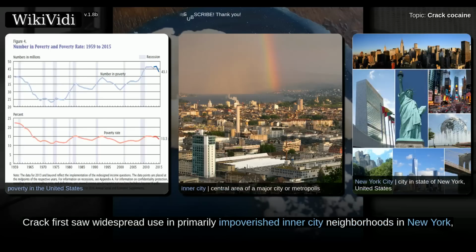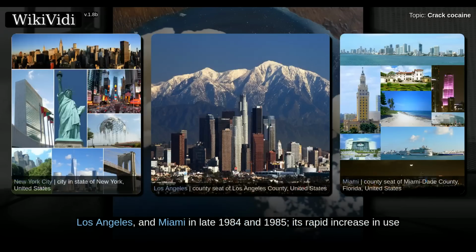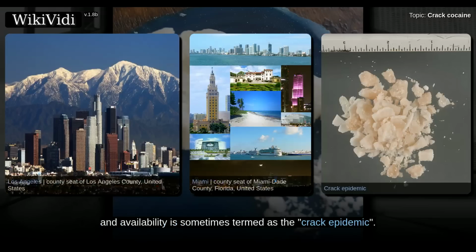Crack first saw widespread use in primarily impoverished inner-city neighborhoods in New York, Los Angeles, and Miami in late 1984 and 1985. Its rapid increase in use and availability is sometimes termed the crack epidemic.